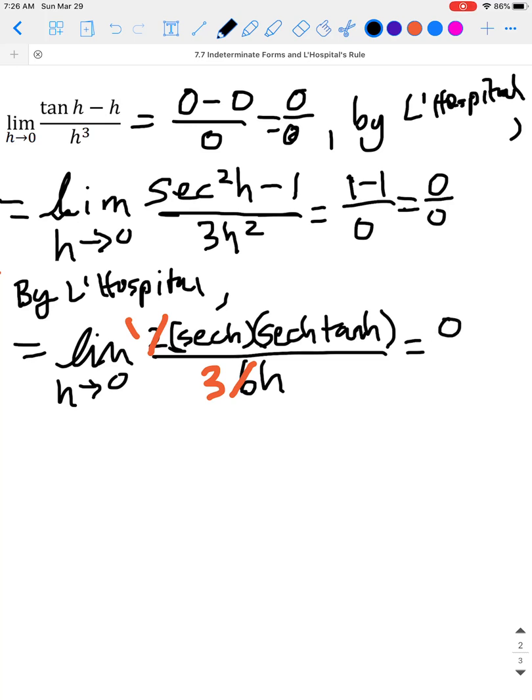But everything else is still going to be there, so if we plug in h equals 0, we're still going to get 0 over 0, because tangent of h is going to give us the 0 in the numerator. So we would need to apply L'Hopital again. So there might be examples like this where you need to apply L'Hopital more than once.